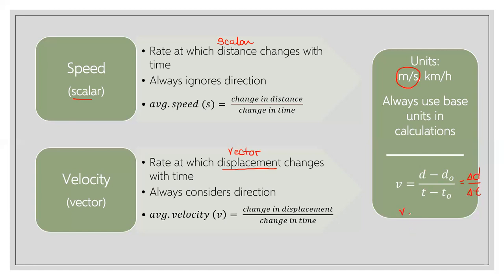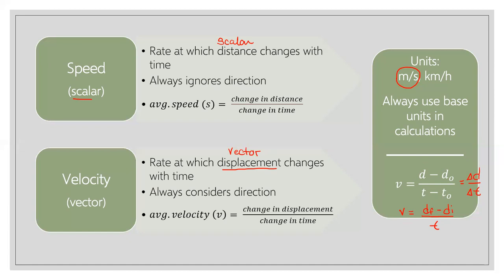Oftentimes we don't need to worry about starting and initial times. We just know how long it's taken overall, so this would be our delta t. And sometimes you'll see it written as d final minus d initial, using little symbols like that. This 0 we call d naught, and technically what that stands for is displacement at time 0. You could use exactly the same equation to calculate speed. You would just use distance instead of displacement, and you wouldn't have to worry about the signs on them.